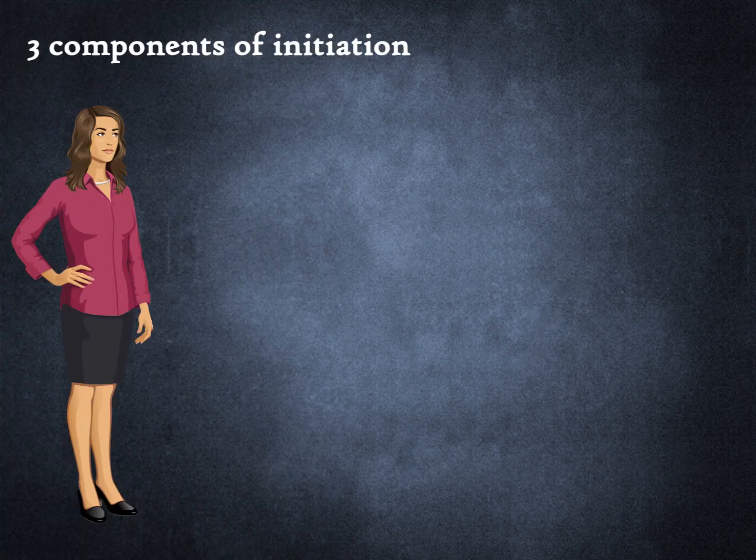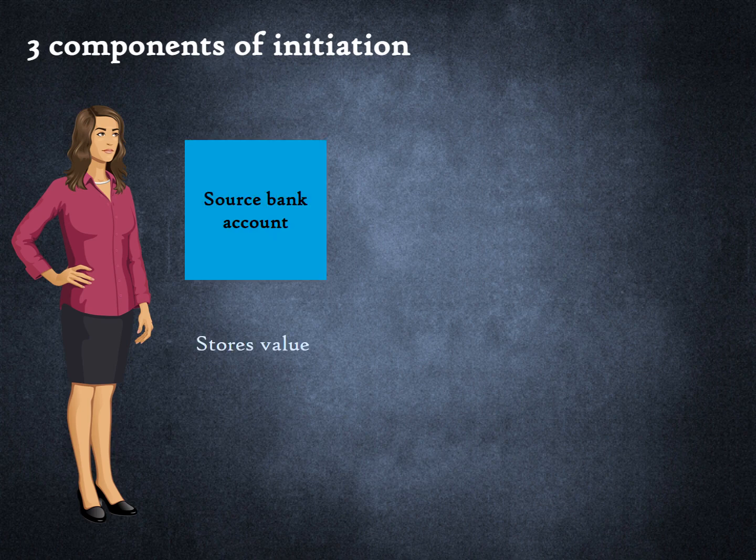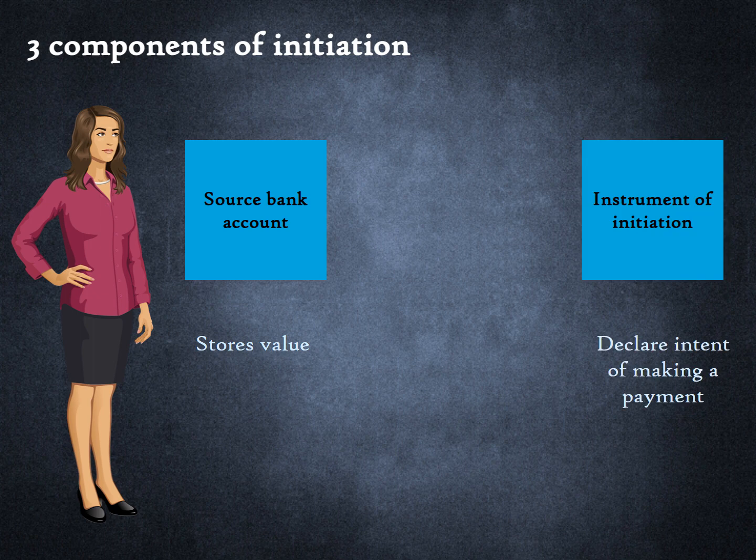Before we get to initiation of crypto payments, we will first review how the process works in fiat money. Consider Alice who wants to make a fiat money payment. For the payment to be initiated, 3 components must exist. First, there must exist a source bank account that contains fiat money. Second, Alice must have an instrument of initiation by which she can declare her intention to make a payment.